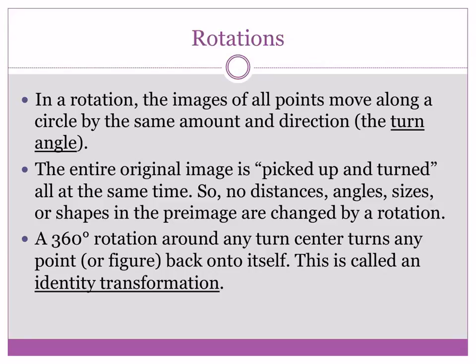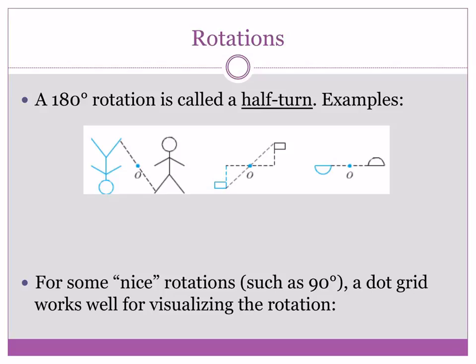What happens if you turn something 360 degrees? It's the same thing it was before. That's what this last point says. A 360-degree rotation around any turn center turns the point or figure back onto itself. That's called an identity transformation. Identity transformation. All right, a couple more slides.